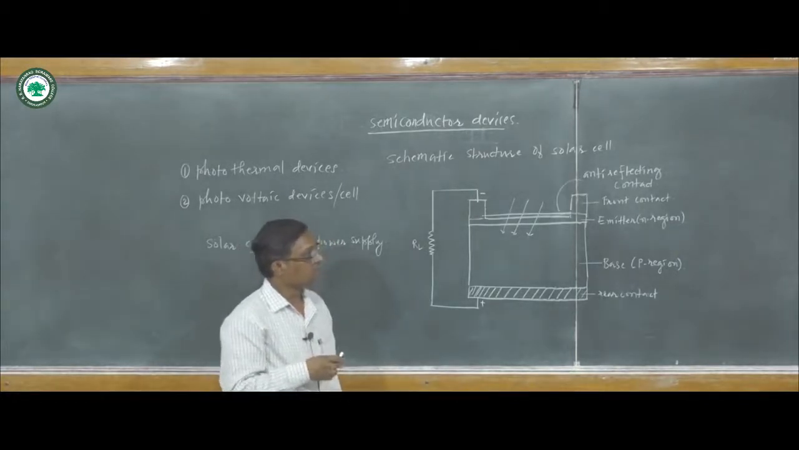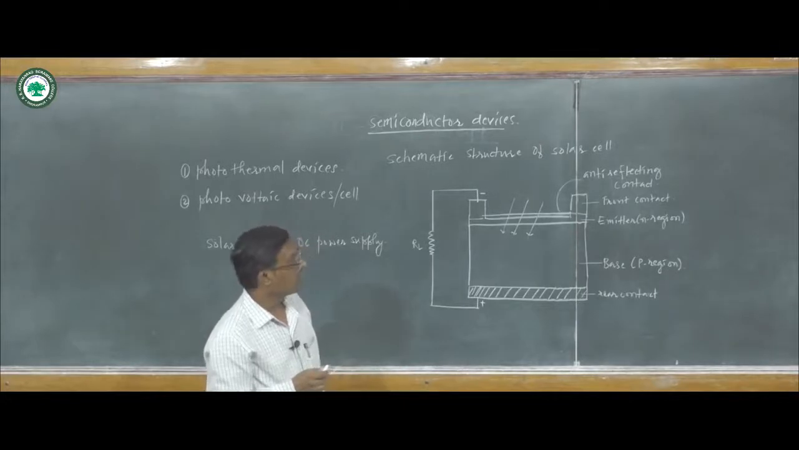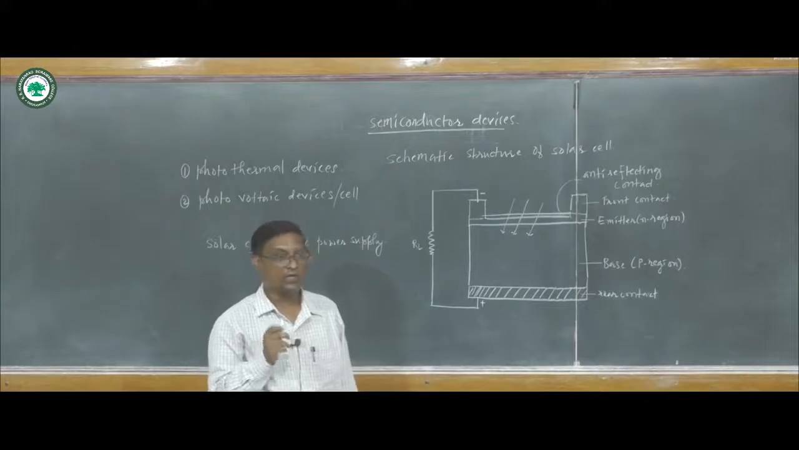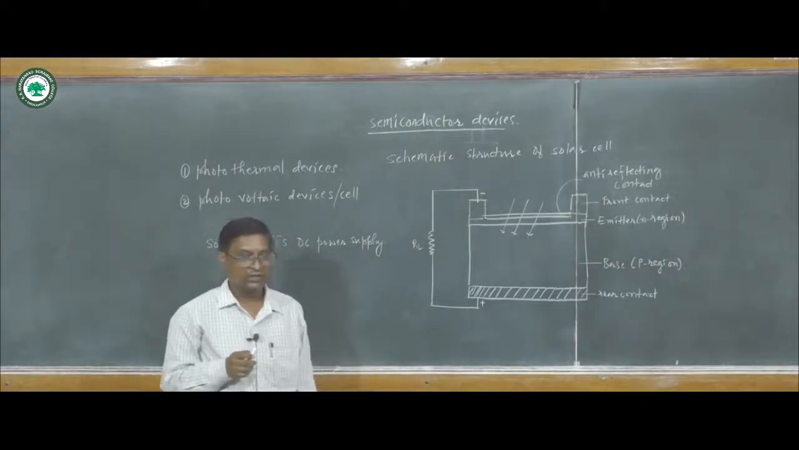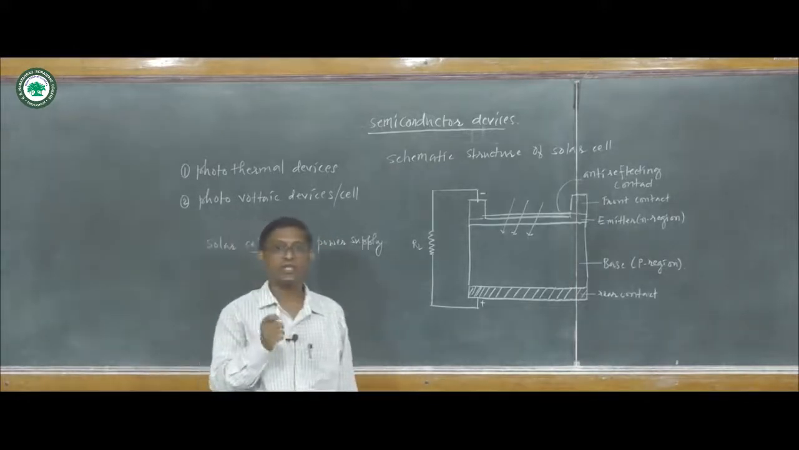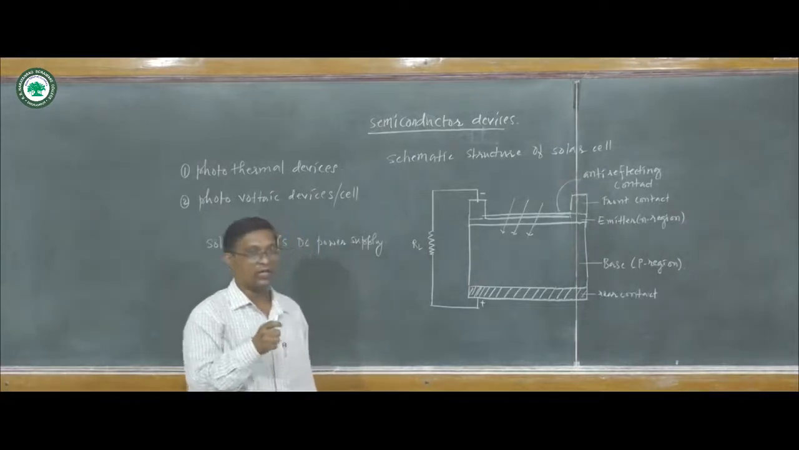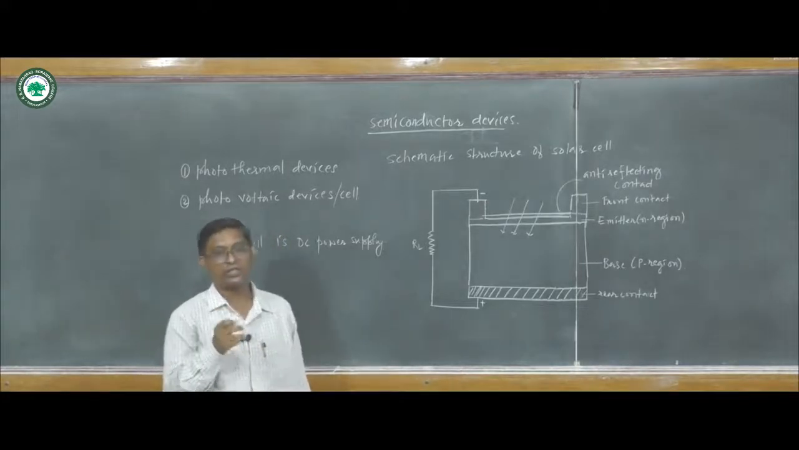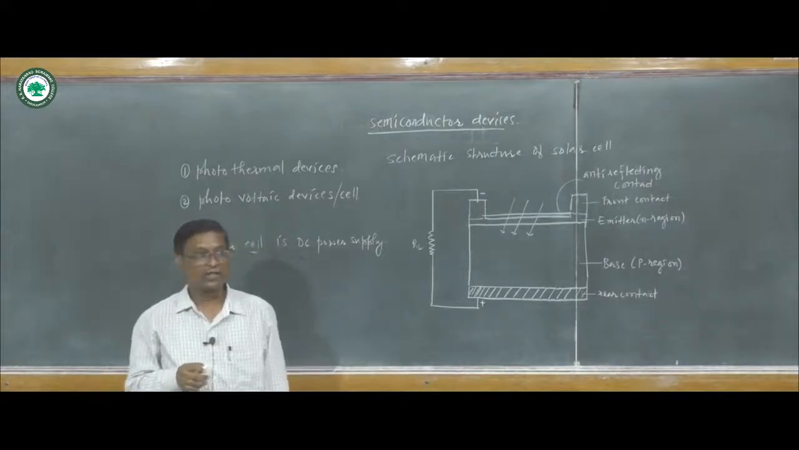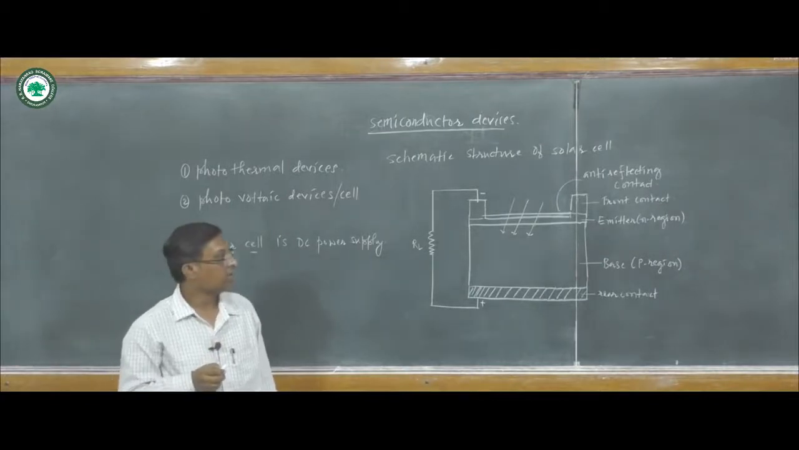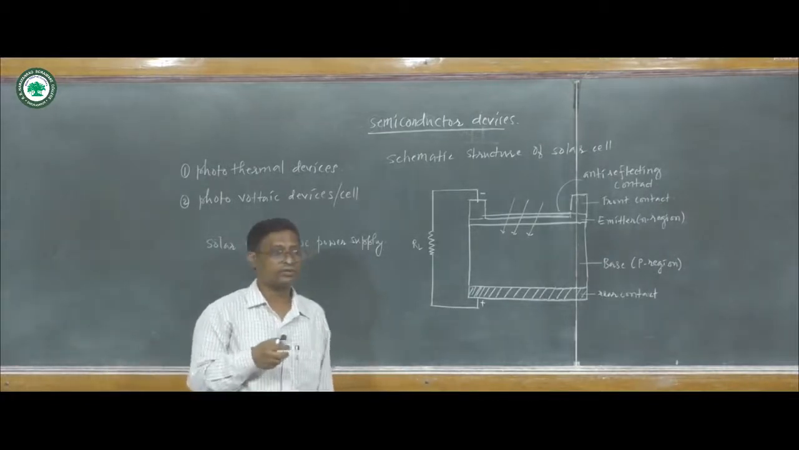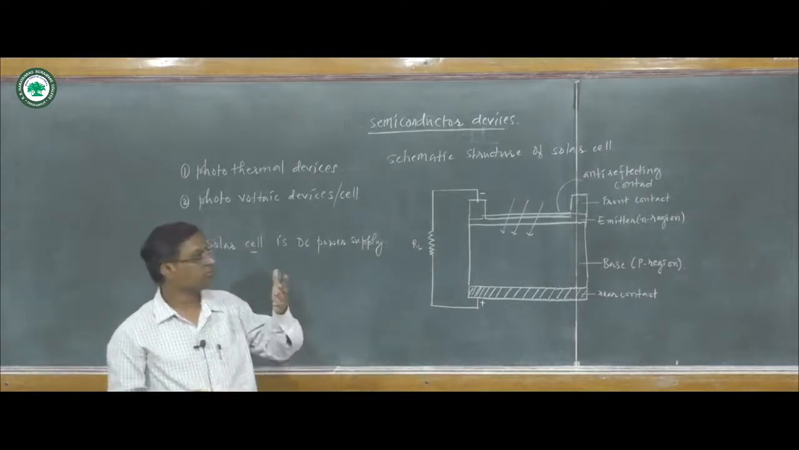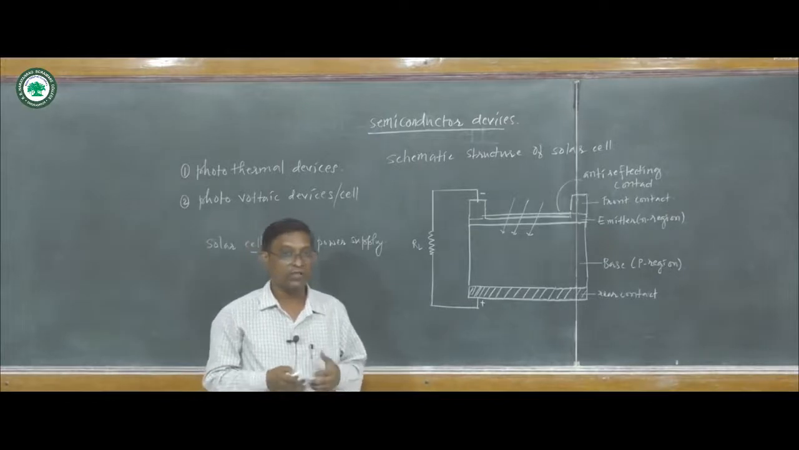The working of this solar cell takes place in two steps. First, when the sunlight reaches the PN junction, electron and hole pairs are generated, which are the photogenerated electrons and photogenerated holes. These electrons and holes are attracted to different regions.